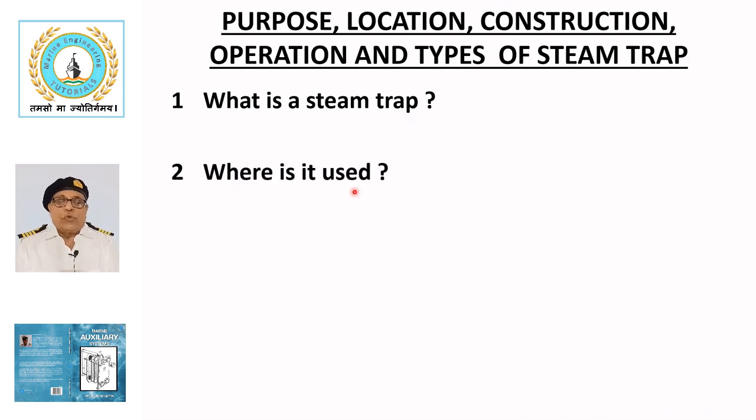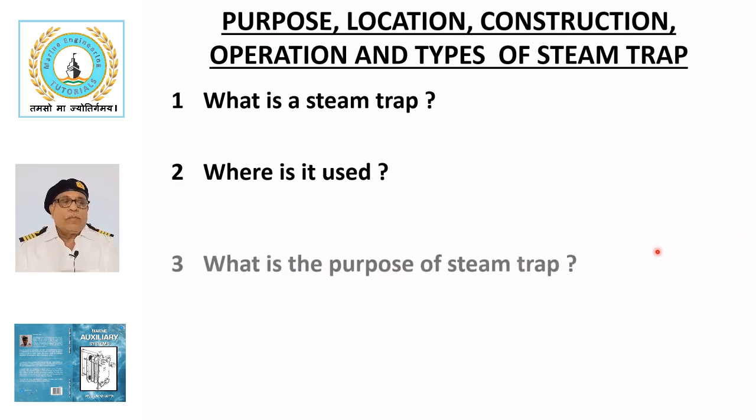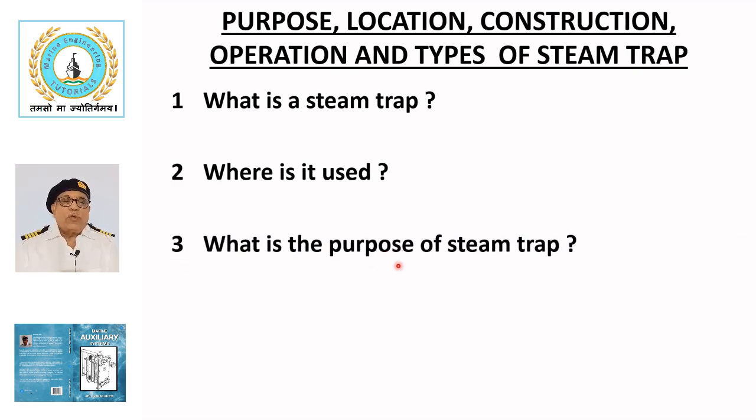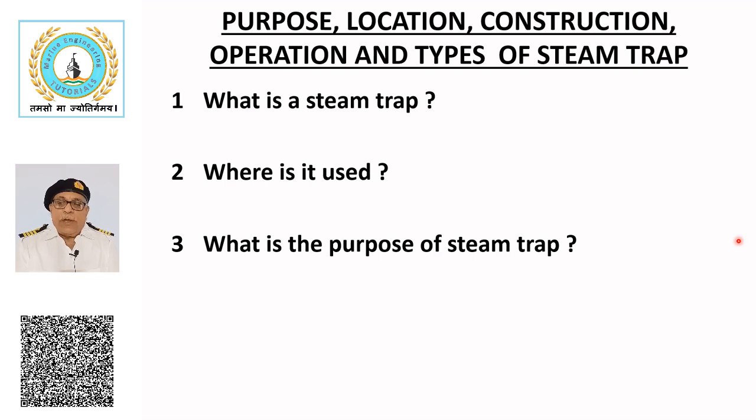Where is it used? It is used at the outlet of the steam heater and works automatically to drain the condensate without passing any steam. What is the purpose of steam trap? The benefit gained with a steam trap is that the steam is contained in the heating coil until it condenses, thus giving up all its latent heat.